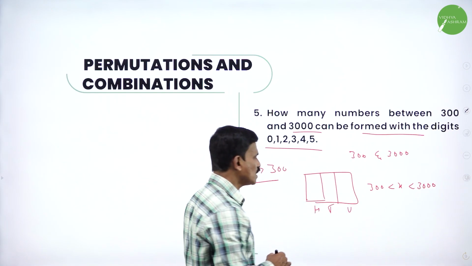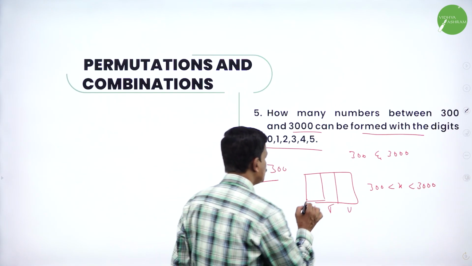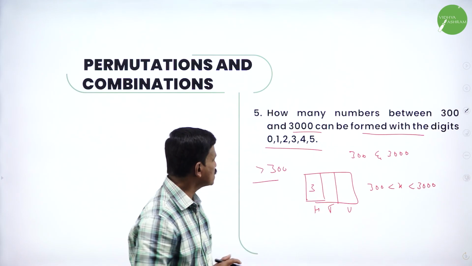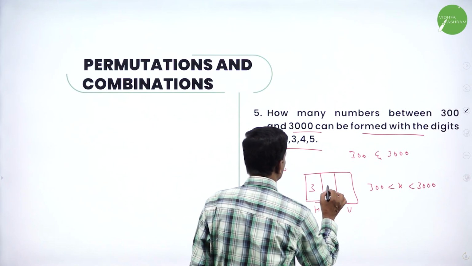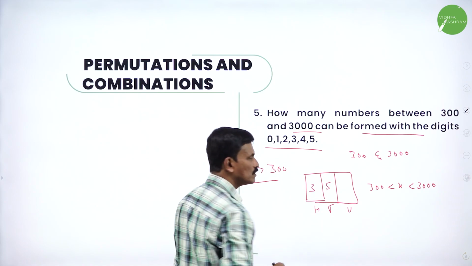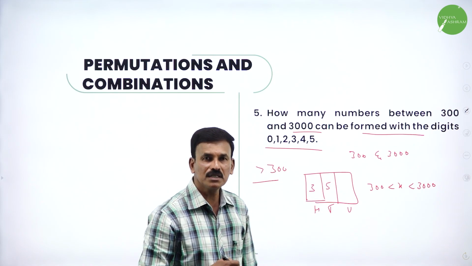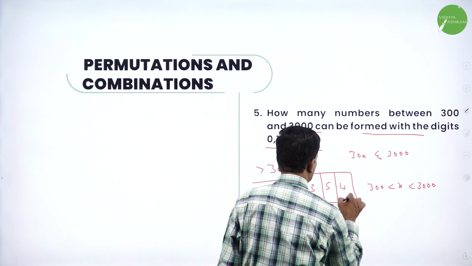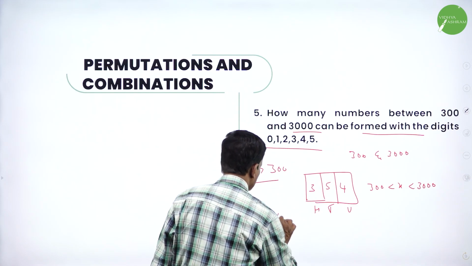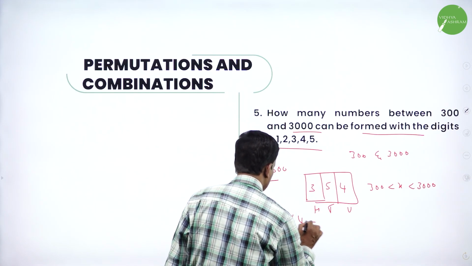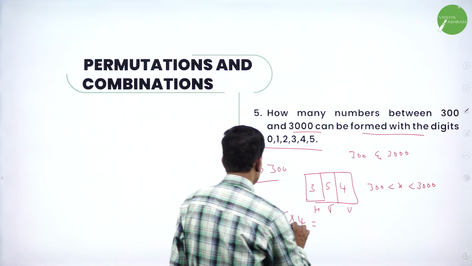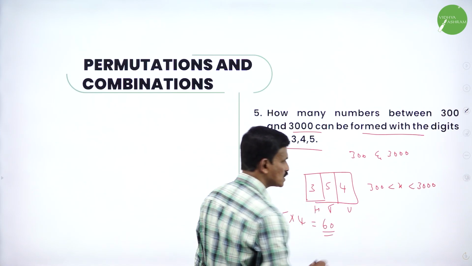So that means here the 100 place can be filled by 3 digits, the 10th place can be filled in 5 ways, right? And the remaining unit place can be filled in 4 ways. So therefore, the required permutation is 3 into 5 into 4. 5 4s are 20, 20 into 3 is 60 ways, right?